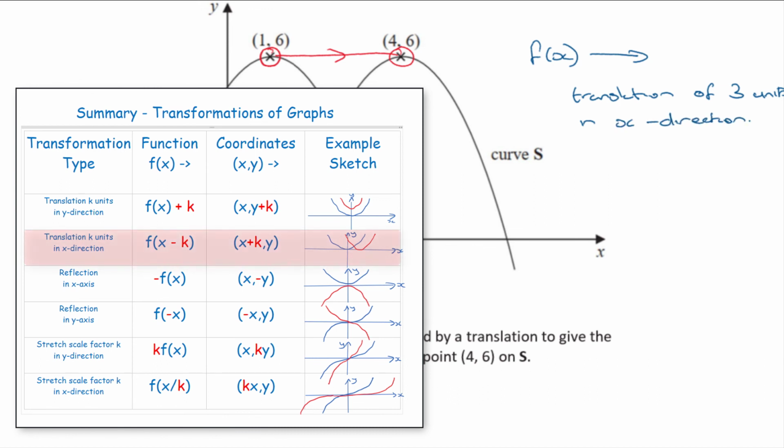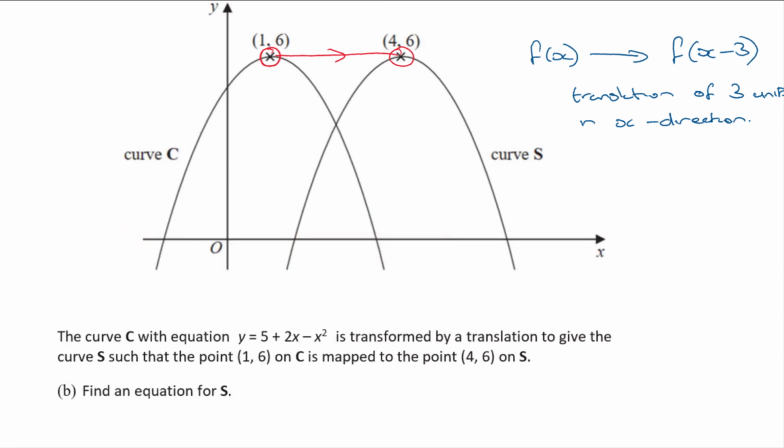Now if I pull back up my handy list of all the types of transformations there are, you'll see that for a translation of k units in the direction of x, f of x goes to f of x minus k. So that means this one is going to go from f of x to f of x minus 3. Okay, so this is f of x goes to f of x minus 3. Translation of 3 units to the right in the direction of x.